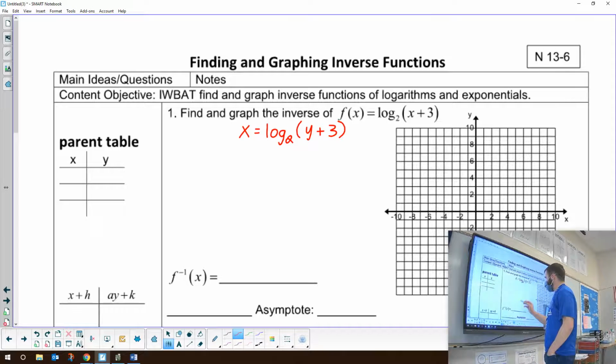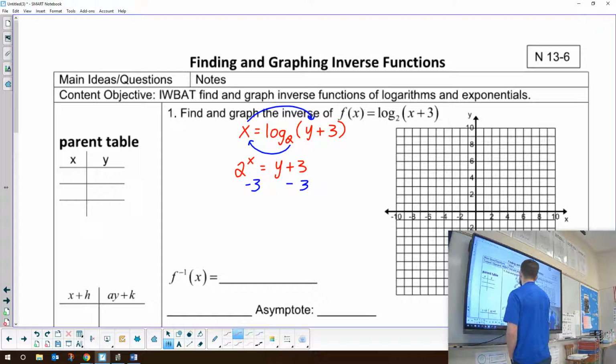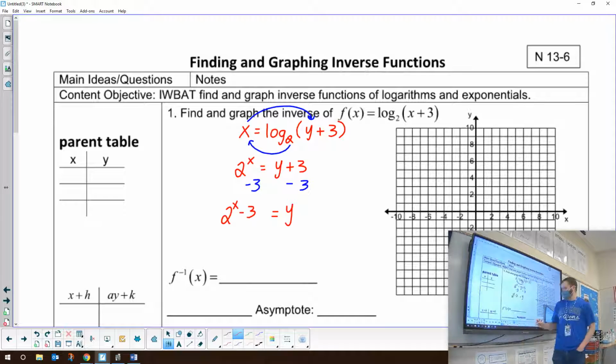So let's go ahead. To get rid of this log base 2, we take the base 2 to the power of x equals y plus 3. Then, to get y by itself, all I have to do is subtract 3 from both sides, and we get y equals 2 to the x minus 3. Notice there's a space here to write out our new equation: 2 to the x minus 3. And that's what my inverse function is going to be.